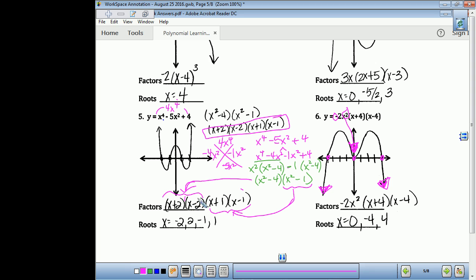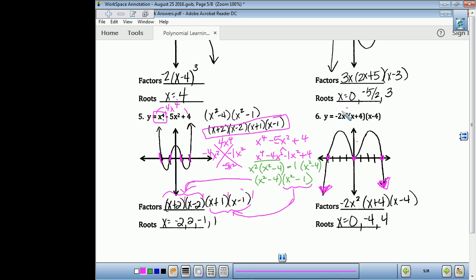So this one has 1, 2, 3, 4 factors. And each of the factors is only raised to the first power, so does it pass, pass, pass, pass? Yes.